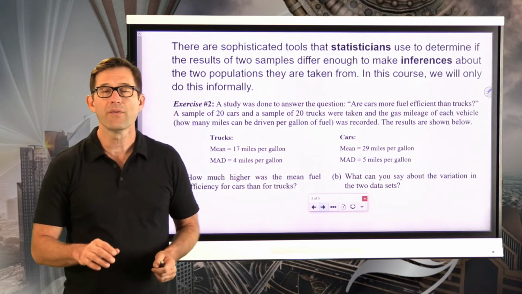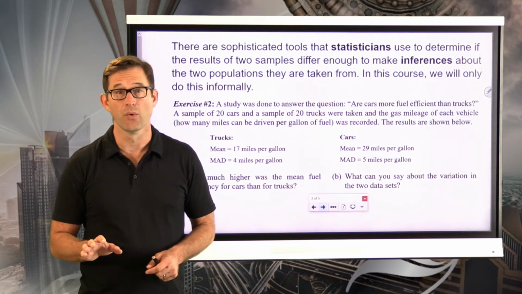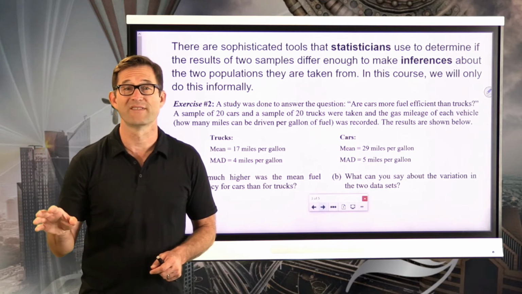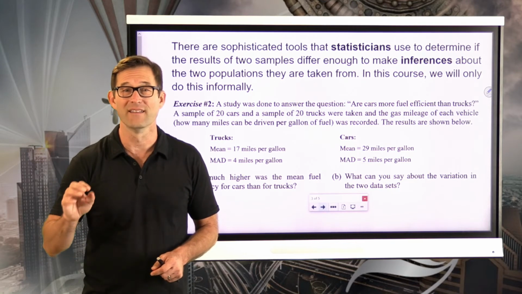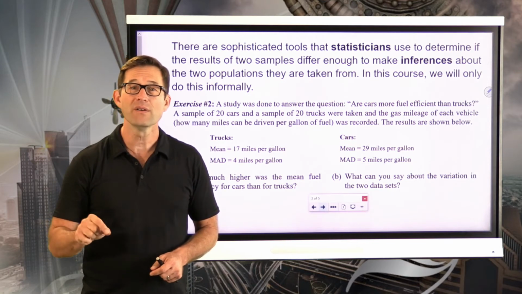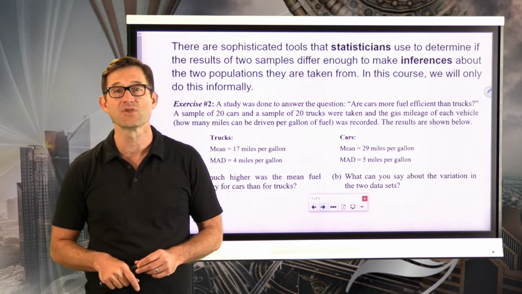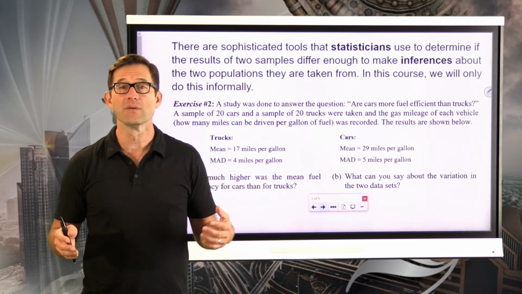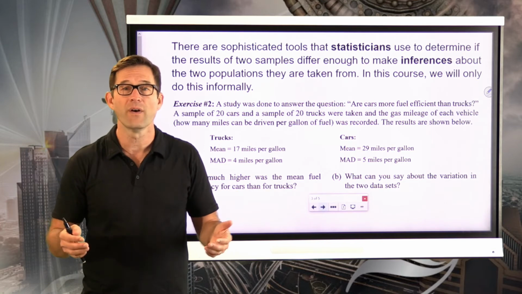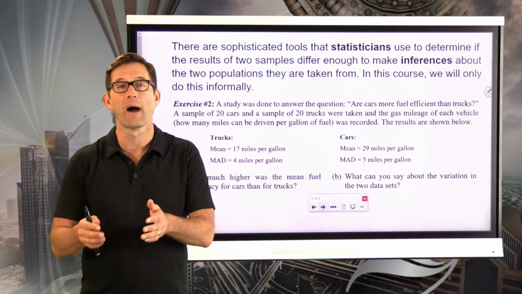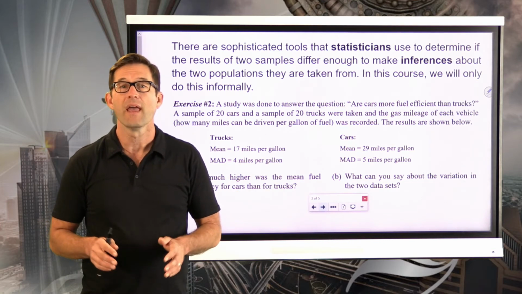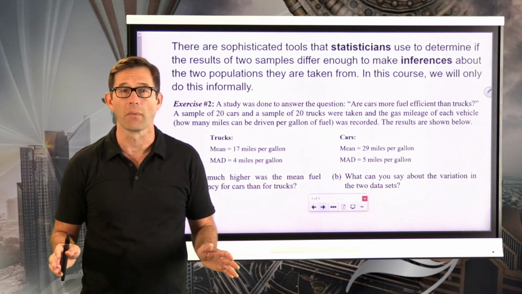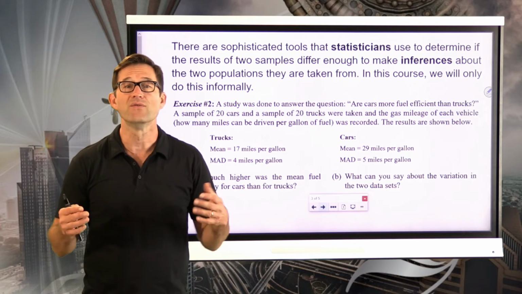Okay, now there are very sophisticated tools, and they get more and more sophisticated the farther you go in studying statistics. There are very sophisticated tools that statisticians use to determine if the results of two samples differ enough to make inferences about the two populations that they're taken from. In this course, we can only do it informally. We really can. We do not have the tools.